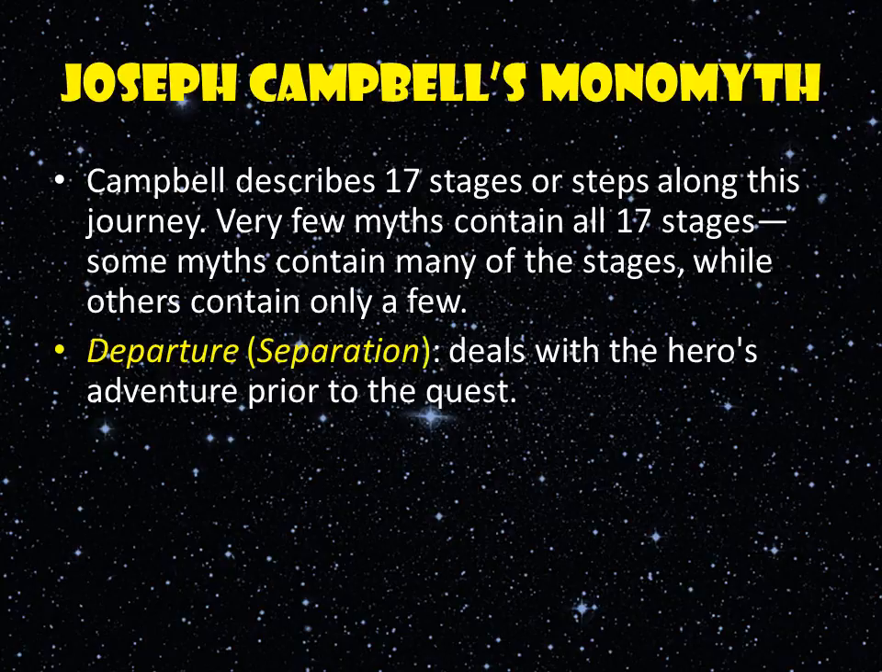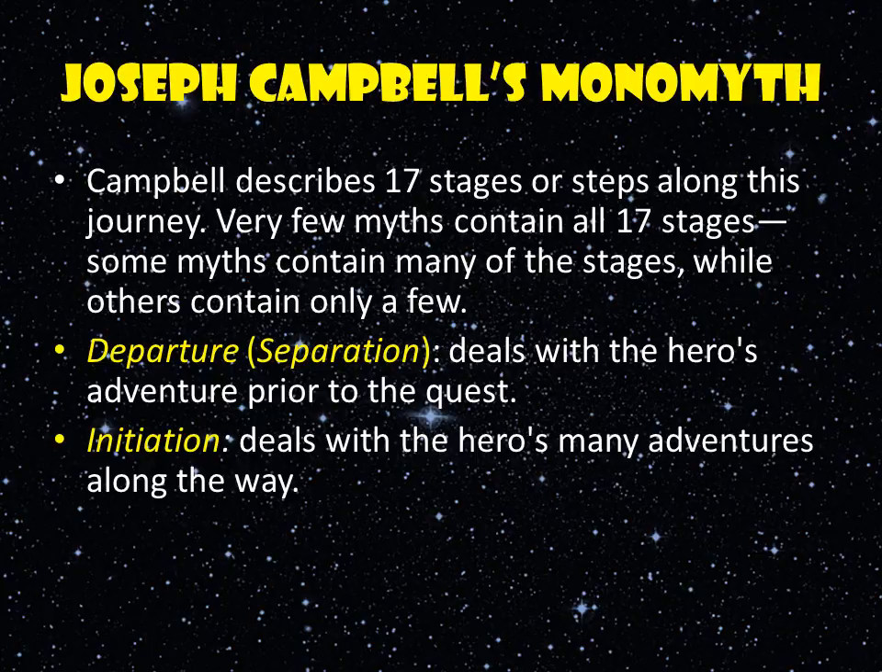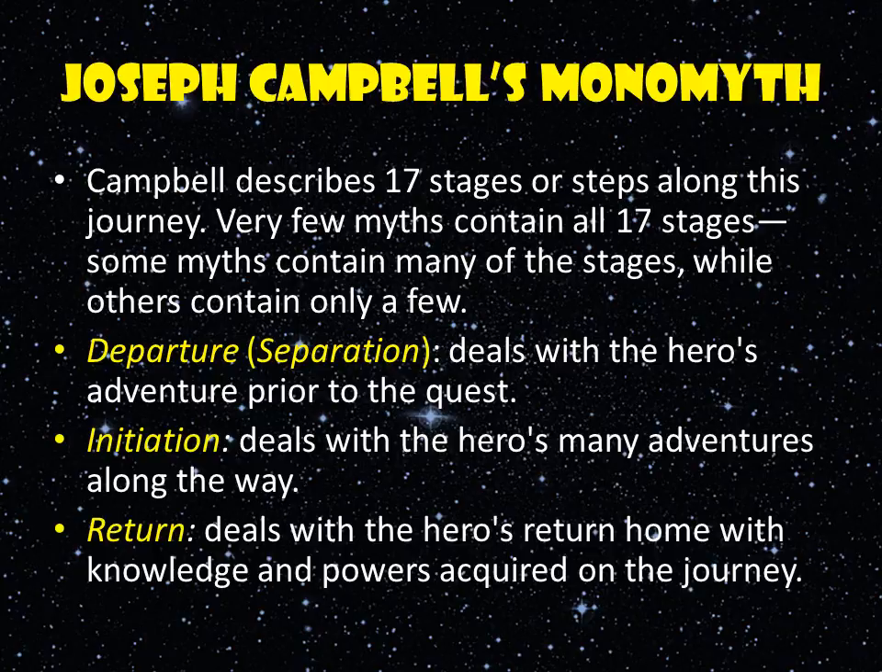And he breaks them into three major parts. The first is departure or separation, and this is almost always at the beginning of the myth, and it deals with the hero's situation prior to the quest. Then you've got initiation, and it deals with the hero's many adventures along the way. And then you've got return. So it's sort of a circle. The hero leaves their home. That's the departure, separation from what they know. There's the initiation, which is where they become the hero by going through trials and adventures. And then usually they circle back in some way, and that's the return.